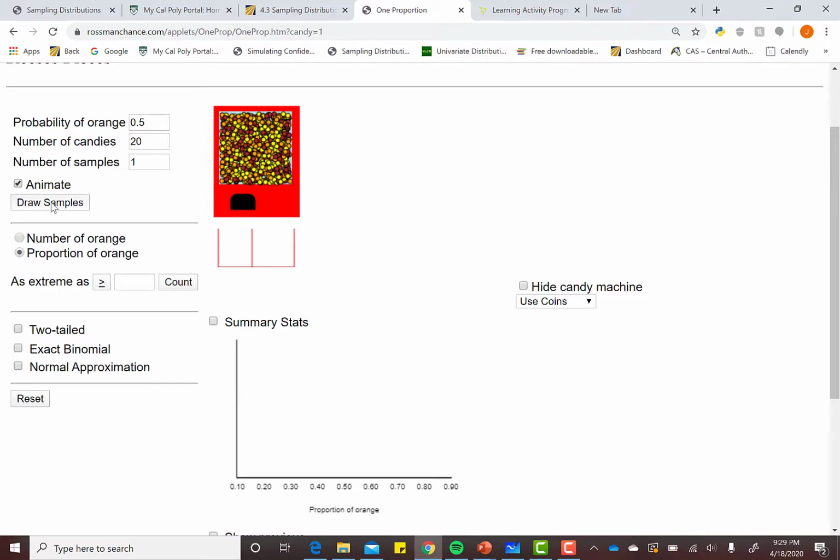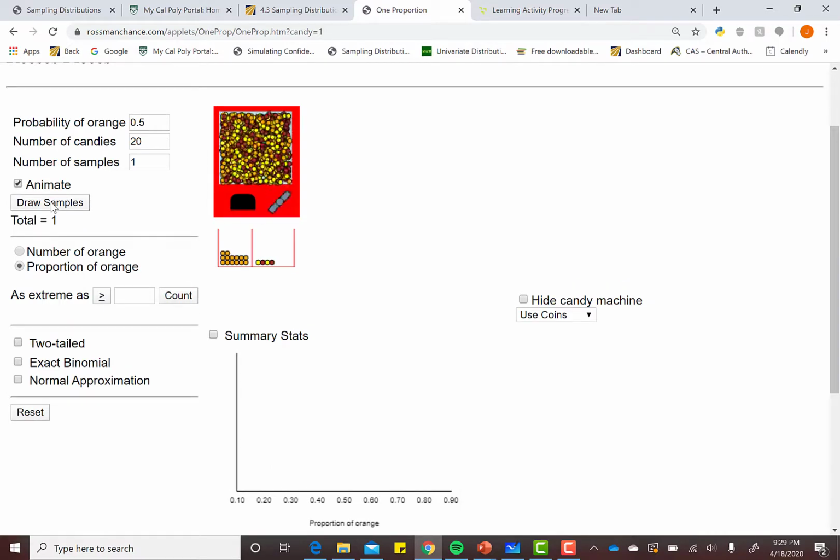We're going to draw a sample, and this is going to simulate a random sample. In this sample, 80% of our candies were orange, or a proportion of 0.8. The population proportion is 0.5, but our sample proportion is 0.8. Just because your population proportion is some value doesn't mean your sample proportion is going to be that exact value. There's variability to sampling. If we draw another sample, we could end up with a different result. In this result, we got exactly our population proportion. We can repeat this process over and over and over again.